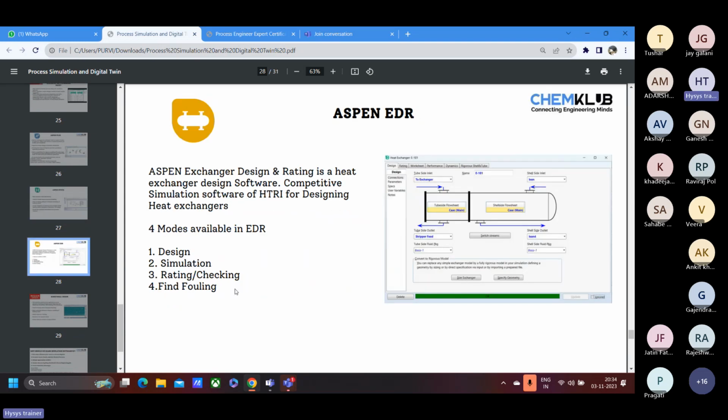Then there is Aspen EDR. Similar to what HTRI is providing, the Aspen team also released a software to design heat exchangers, only for heat exchanger design simulation, rating and checking, finding the fouling. But I think mostly nowadays, people are using HTRI only instead of this Aspen EDR.